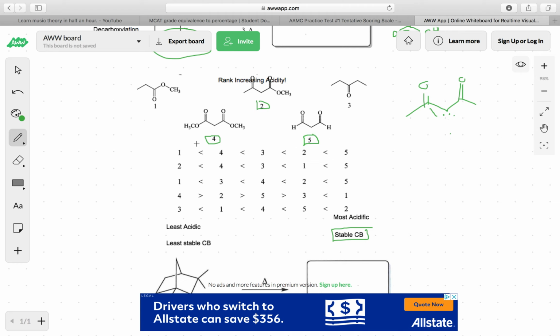So 1 and 3 should be in the beginning. So this is 1 and 4. That can't be it. This is 2 and 4. That can't be it. 1 and 3, okay. 4 and 2. And then 1 and 3. Okay, cool. So now we have to sort of break the tie.